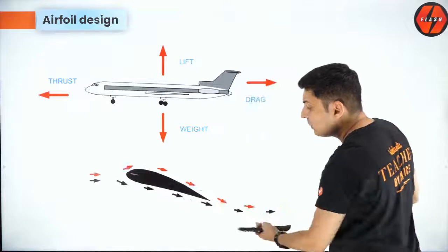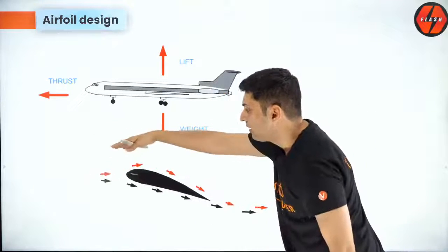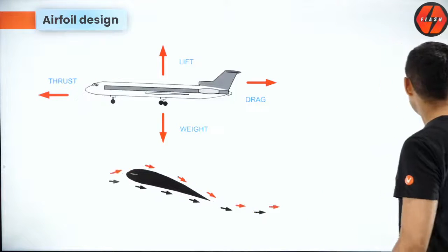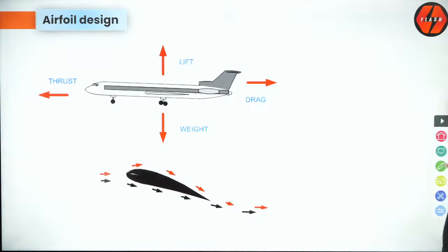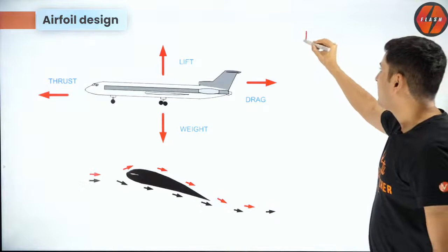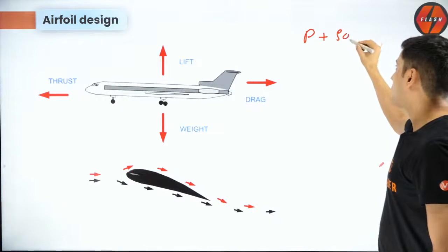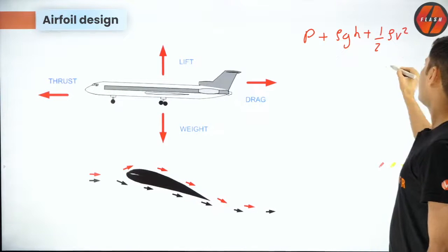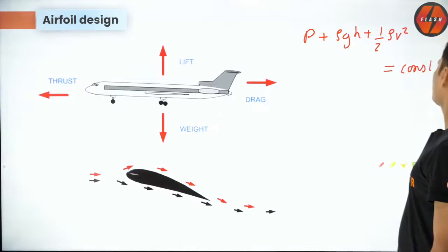The one flowing from below, the black one, and the one which is shown in red is going from the top. Now, just remember Bernoulli's principle, guys. Bernoulli's principle said pressure plus rho GH plus half rho V square is nothing but constant.